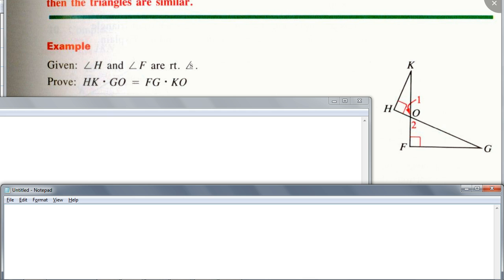Okay, that's great. What do you know about other angles? Yes, vertical angles are congruent. So angle 1 and 2 are congruent. So guess what? The two triangles are congruent? They're similar. Okay, they're similar. So how does that help us to get this statement where HK times GO equals FG times KO? Do a lot of you see it? Okay, good. Go ahead. I'm going to give you some time to think about it as a group.